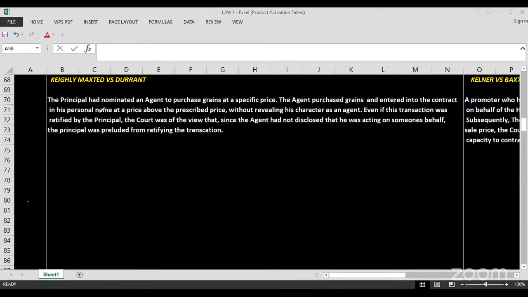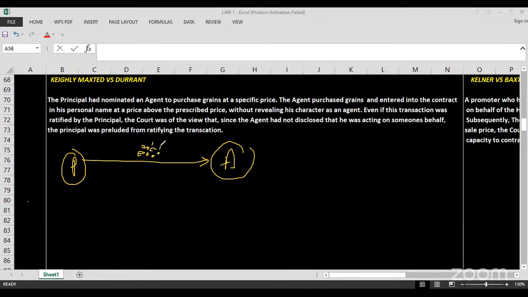The principal had nominated an agent to purchase grains at a specific price. Now the principal is there, take P for principal, and the agent is there. The principal is telling the agent to purchase some grains, but at a specific price.